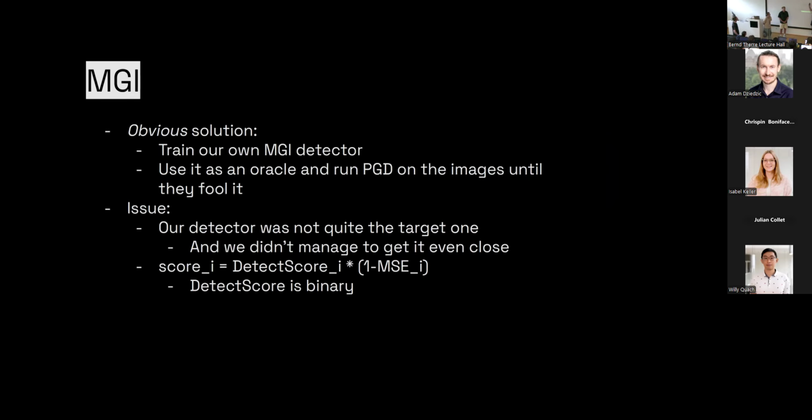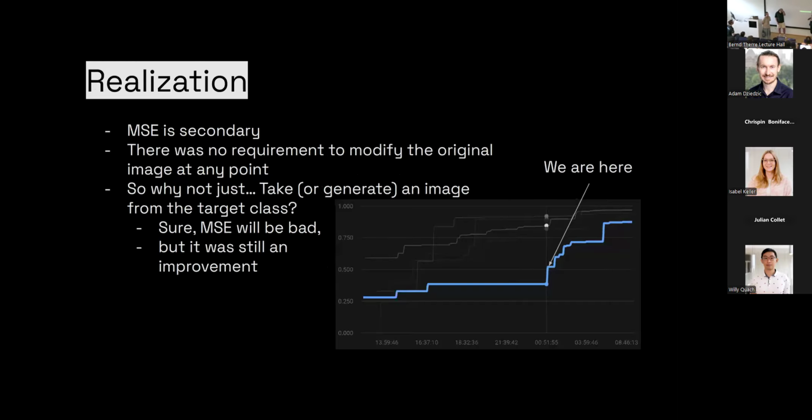And the issue is that the score is counted by detection, which is 0 or 1, times 1 minus MSE. So if you don't get the correct detection, you don't get any points for the task, no matter how small your error is. So at that point, we realized that the mean squared error is actually secondary. If we can get the initial detection correct, we don't care about the MSE.